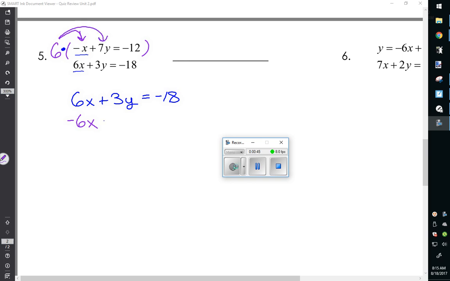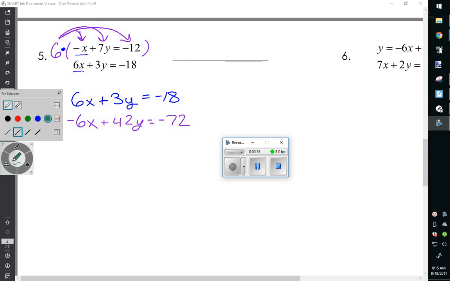6 times 7y would be 42y. And 6 times negative 12 gets me negative 72. Now that we've multiplied that out, we're going to combine like terms. The x's cancel to get you 0. 3 plus 42 would get you 45y. And negative 18 minus 72 gets you negative 90.